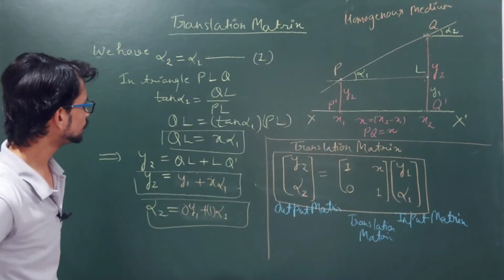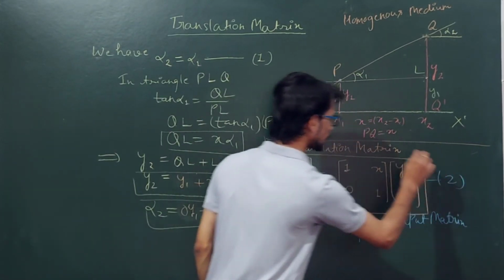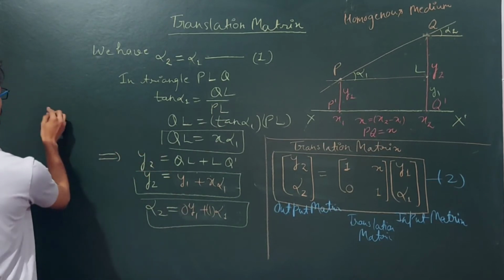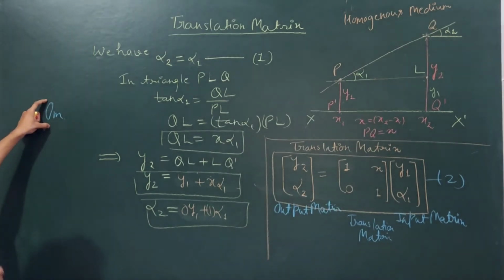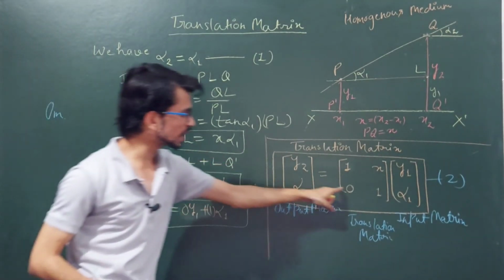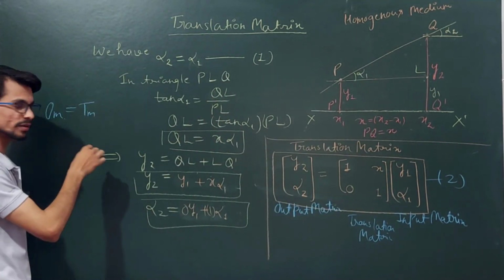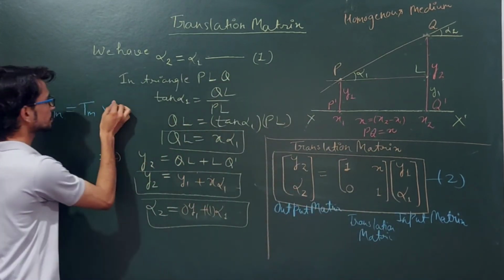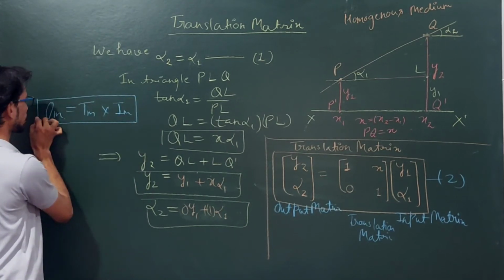In symbolical form, there is this matrix. Let's say this equation is 2. This equation can be written as output matrix. So I am writing this as OM, where O stands for output and M is for matrix, and this is the translation matrix, TM. The translation matrix is multiplied with the input matrix, IM. So this is what we have, the translation matrix equation.